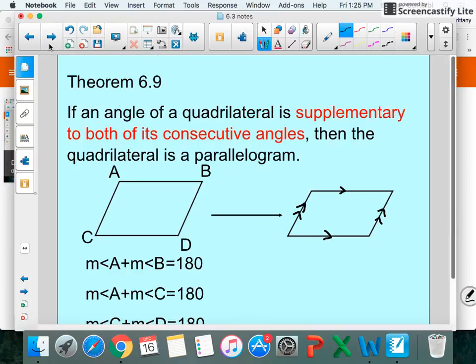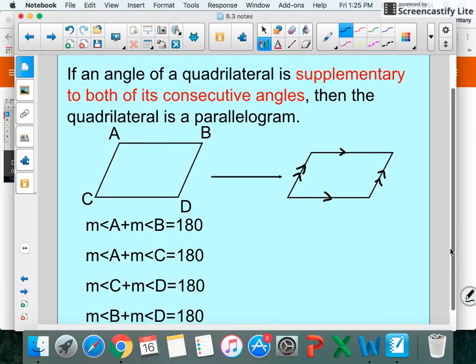Our next theorem says that if both pairs of consecutive angles of a quadrilateral are supplementary, then the quadrilateral is a parallelogram. So again, it has to be both of them. So if we're looking here, angle A has to be supplementary to angle B and angle C in order for us to have a parallelogram.